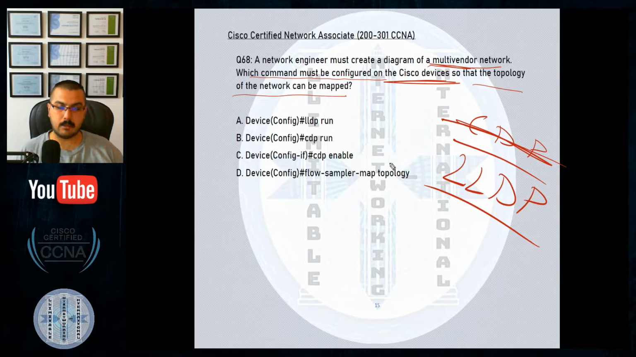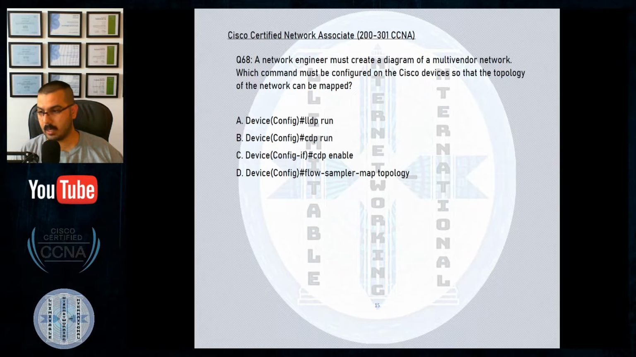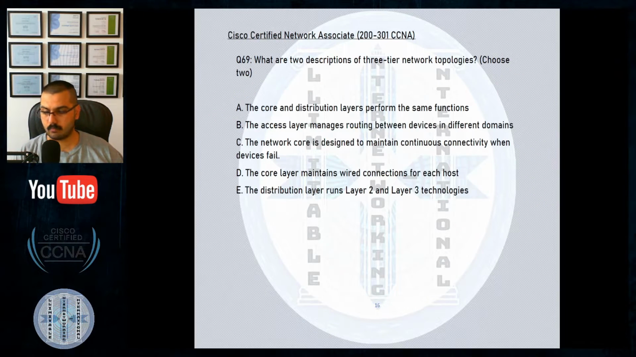And by default, LLDP is disabled in Cisco devices, so you'll need to hit the command lldp run to enable LLDP to operate and communicate with the other devices regarding the exchange of information between them. Discovery. What are two descriptions of a 3-tier network?